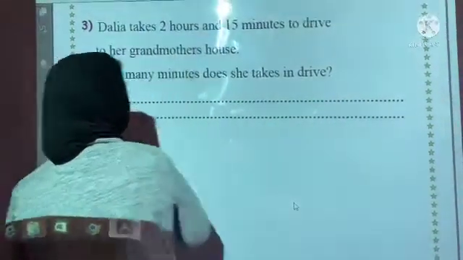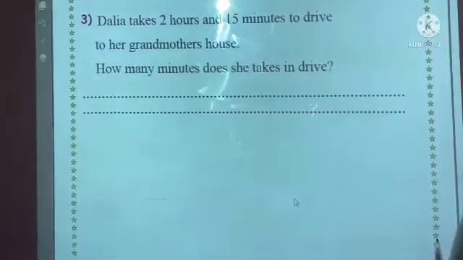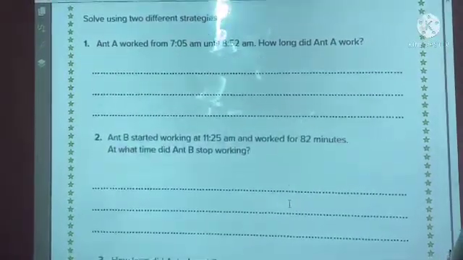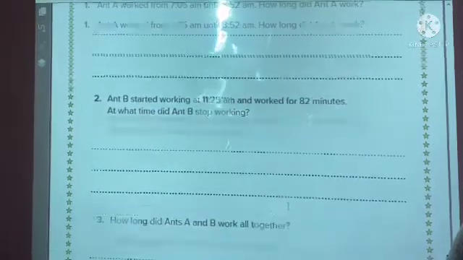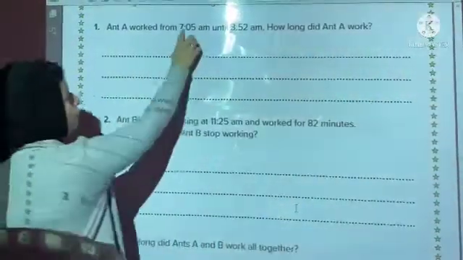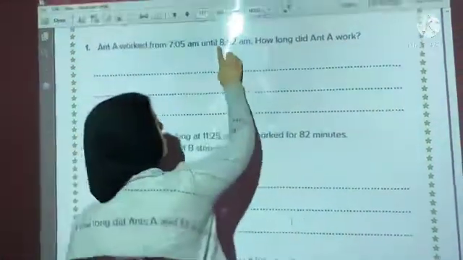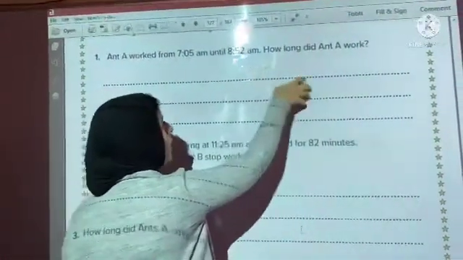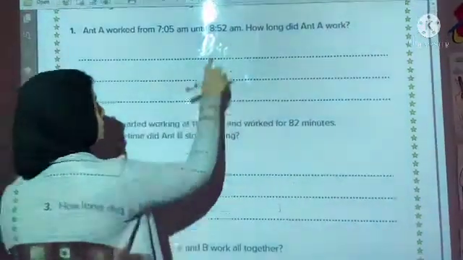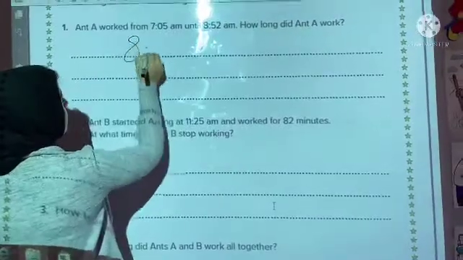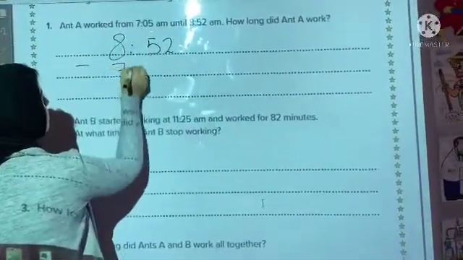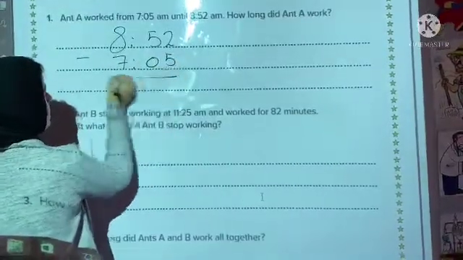Now let's check your hour understanding. By the first question here we have Ant A worked from 7:05 until 8:52 a.m. How long did Ant A work? That means I'm gonna make it minus: 8 hours and 52 minutes minus 7 hours and 5 minutes.